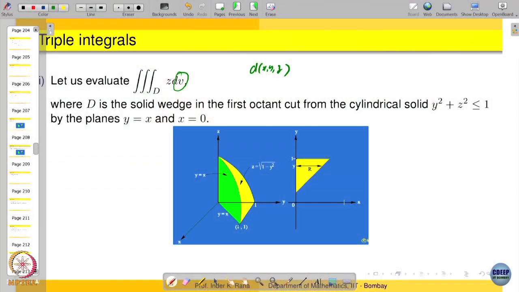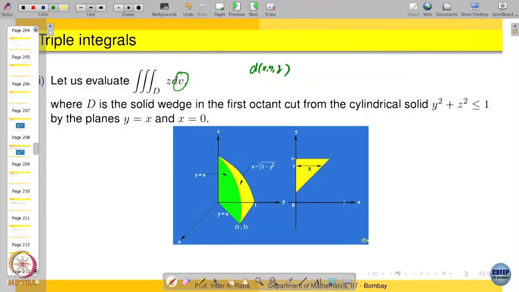What is the plane y equal to x? y equal to x is a plane, right? z is independent here. That means what? It is a plane which meets the xy plane in the line y equal to x. So, this is the plane going up, okay? y equal to x. Are you able to visualize?